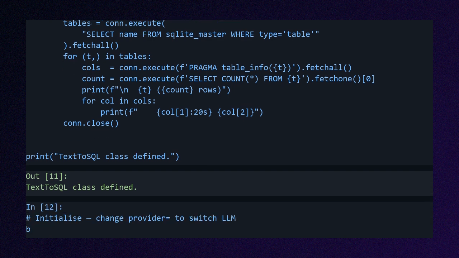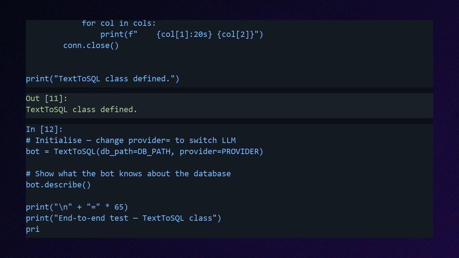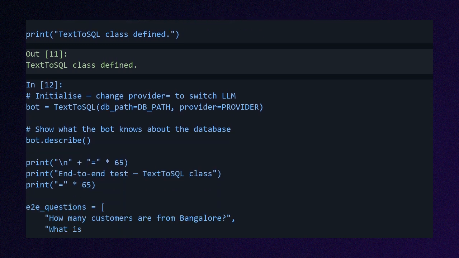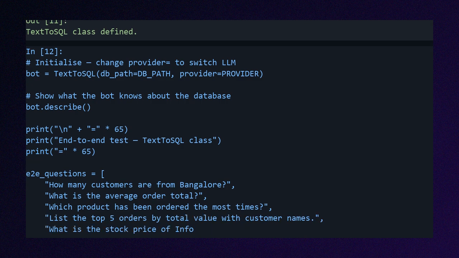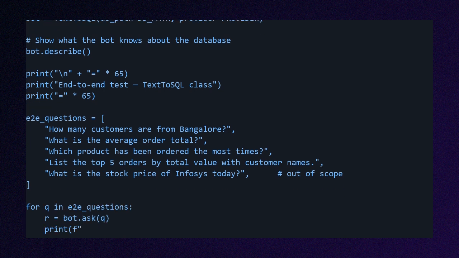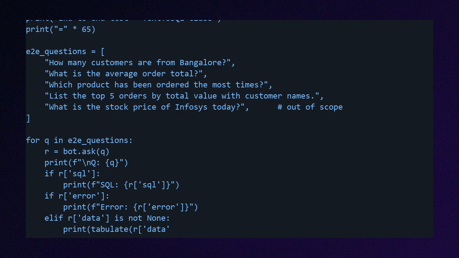Let us take the Text-to-SQL class end to end. One line to create it. Then 5 questions, escalating in complexity. The first 2 are single table queries. The third and fourth require joins. The fifth is completely outside the database.